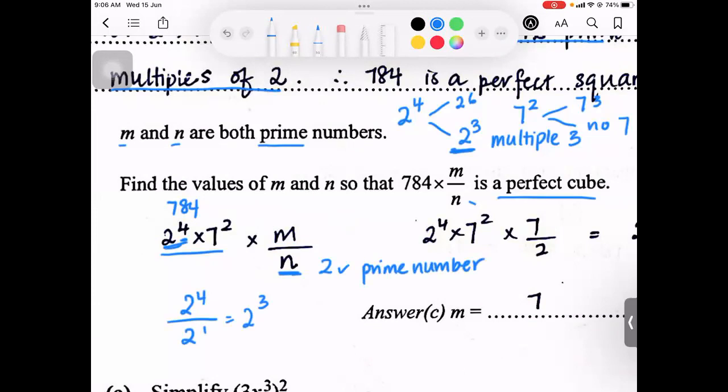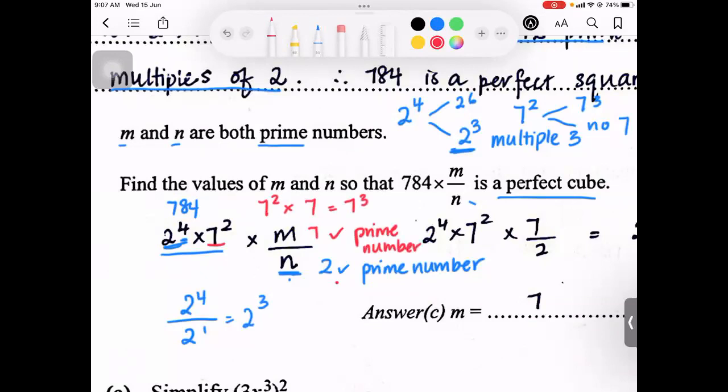Okay, so that's the case, n must be equal to 2. Next one, let's look at our next number, 7 itself. 7 squared, I can make it become 7 to the power of 3. So 7 squared, I multiply with one more 7. So this number is 7. Okay, then it becomes 7 cubed.